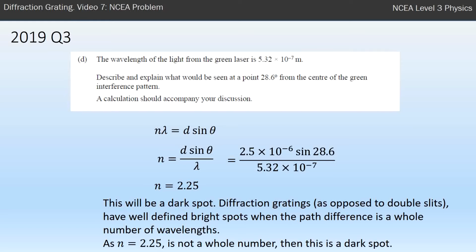So that last one was an excellence. You needed the calculation. You needed to say that it was going to be a dark spot, and you really needed to talk about diffraction gratings having those very well-defined bright spots.